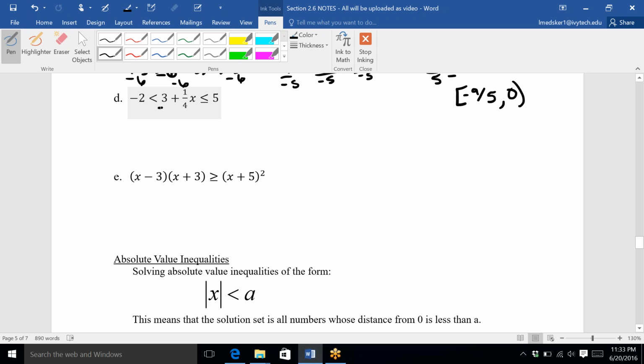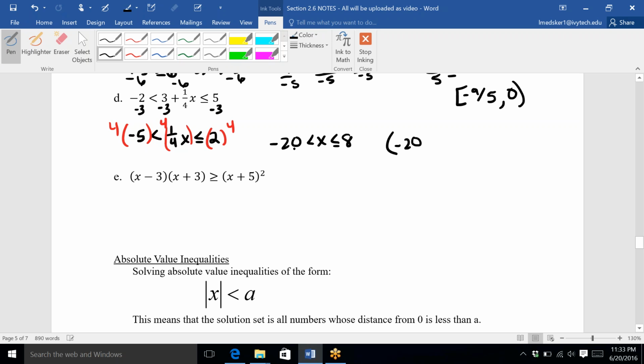Okay, if it was me, I would subtract the 3 first since the whole middle does not have that 4 underneath it. So this would be -5 is less than 1/4 x less than or equal to 2, and then we can multiply everything by 4 to get rid of the fraction. So this would be -20 is less than x, which is less than or equal to 8. So in interval notation, that would be parentheses -20, comma 8 bracket.